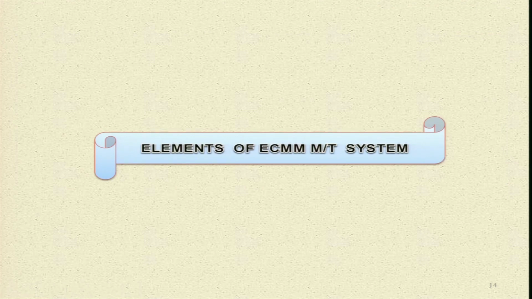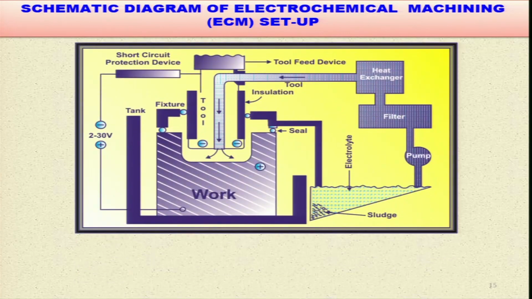Now, let us see what are the various elements of the electrochemical micromachining machine tool system. We start with a schematic diagram of the electrochemical machining setup. As you can see here, the same elements are there in the ECMM process setup or machine tool also. Now, you can see the voltage, 2 to 30 volts. Here, this is the tool, this is the inter-electrode gap, this is the workpiece, these are the fixtures. Here the tool is insulated. Why? We will discuss a little later.